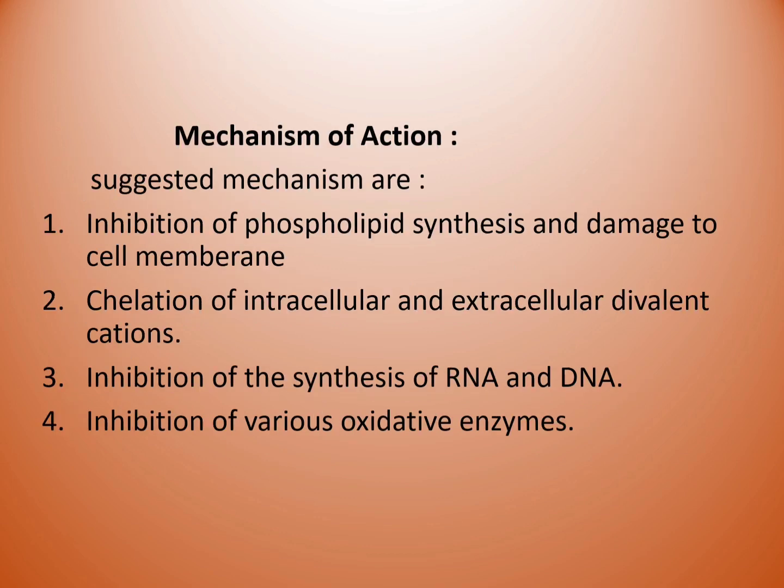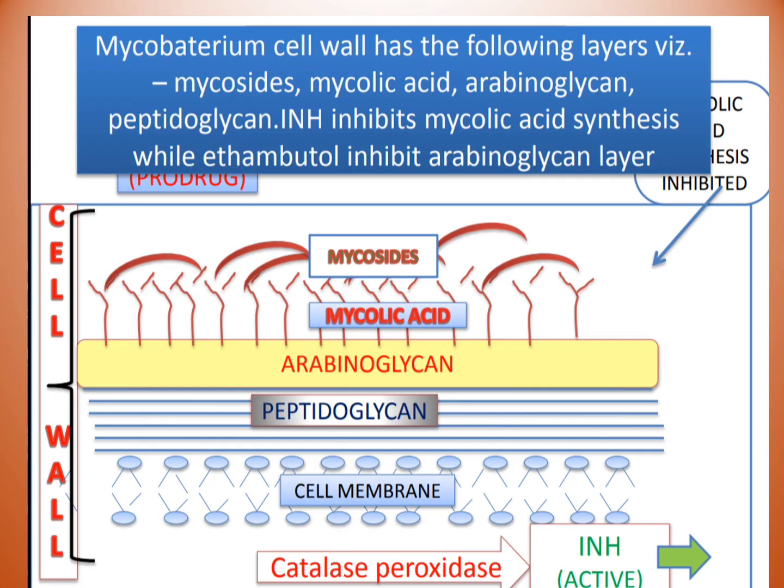The mechanism of action of isonicotinic acid hydrazide. First one, inhibition of phospholipid synthesis and damage to cell membrane. Second one, chelation of intracellular and extracellular divalent cations. Third, inhibition of the synthesis of RNA and DNA. And another function, inhibition of various oxidative enzymes.